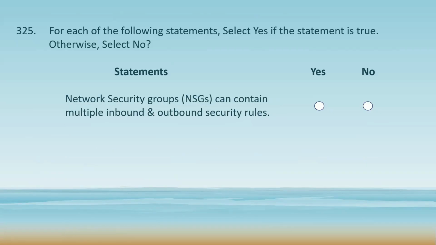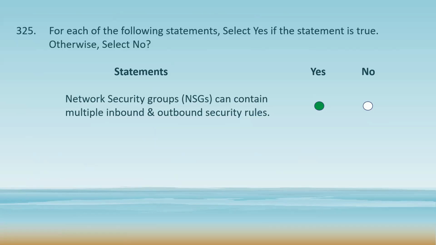And the first statement is: network security groups can contain multiple inbound and outbound security rules. This statement is correct, my friends. We have already seen this in one of the practicals done previously in the series, that an NSG can have multiple inbound and outbound security rules.